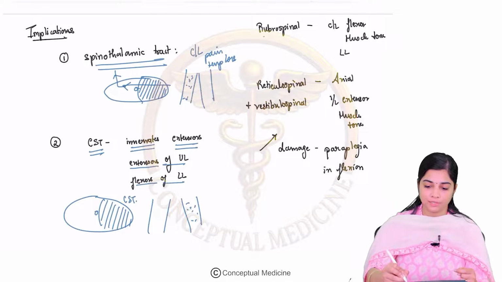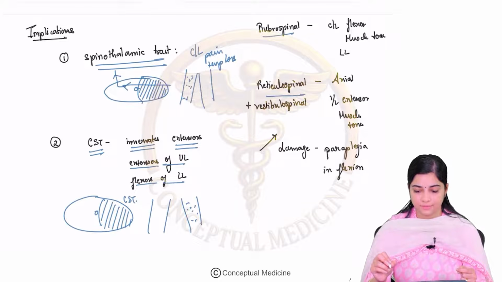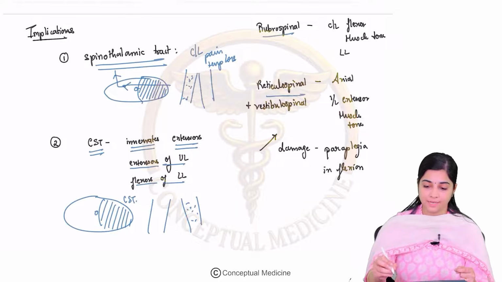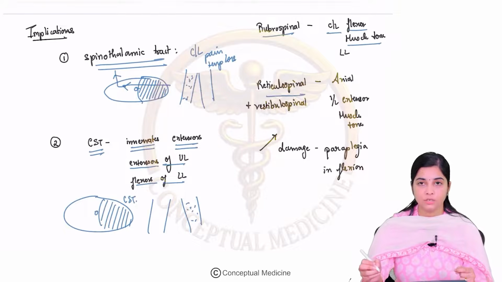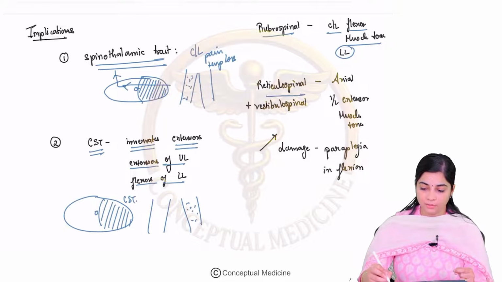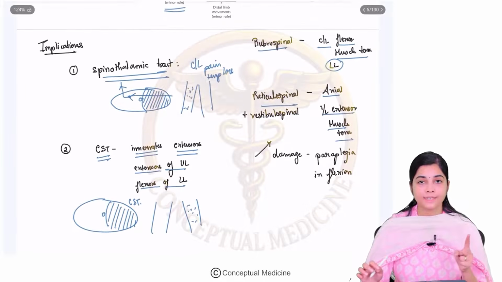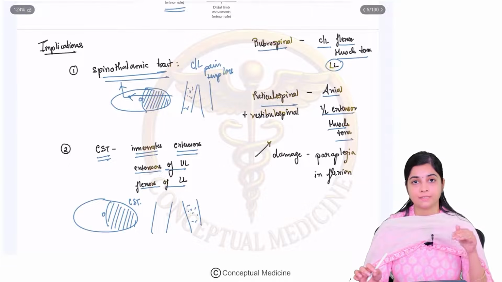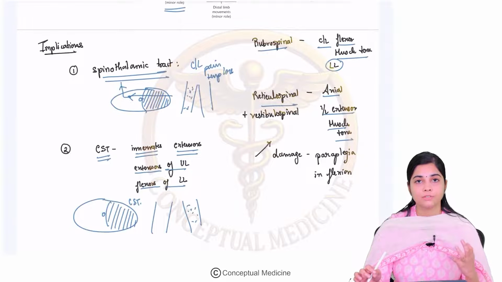Then we'll understand what are the functions of the rubrospinal tract and the reticulospinal tract. Okay, so the rubrospinal tract is going to innervate the contralateral flexor muscle tone of the lower limb. The reticulo and vestibulospinal tracts are going to affect the axial muscles and the ipsilateral extensor muscle tone. Okay, so reticulo and vestibulospinal tract affects the ipsilateral extensor muscle tone, and the rubrospinal tract is going to affect the contralateral flexor muscle tone.